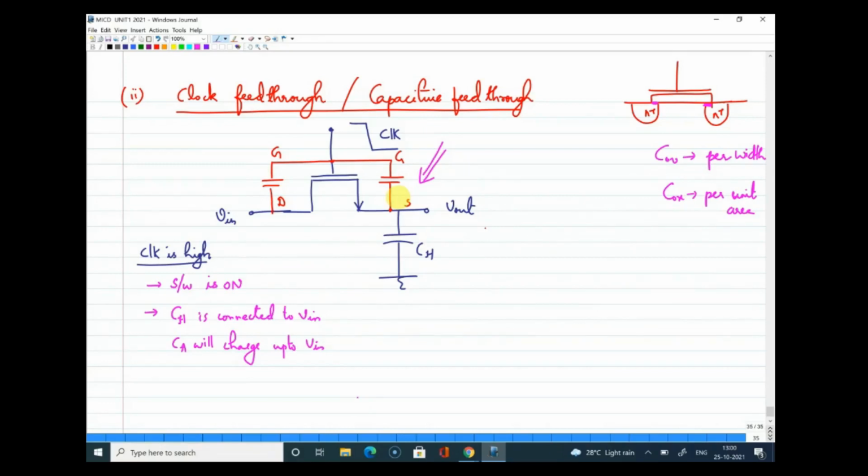Right. Why I'm calling this feed through is that this is not the regular path. This is a feed through path coming from gate to the output. So I would write: feed through has no effect on the final value of output voltage. Why? Because the switch is closed and there is a path for the capacitance to charge from the input.